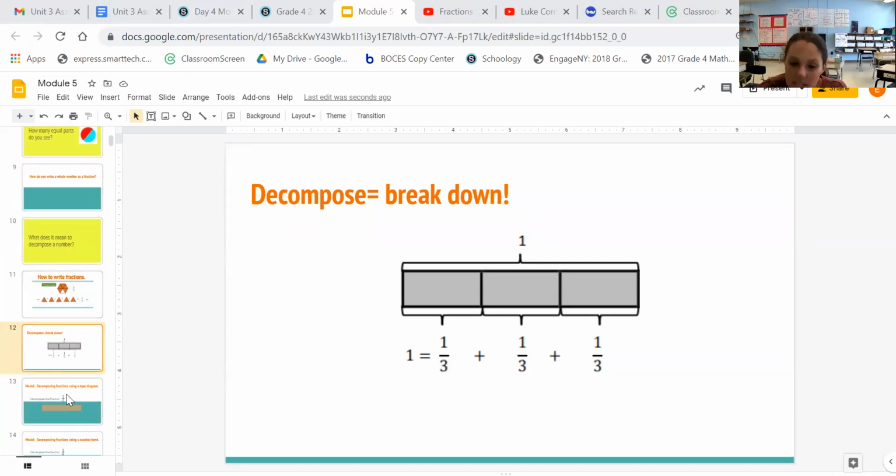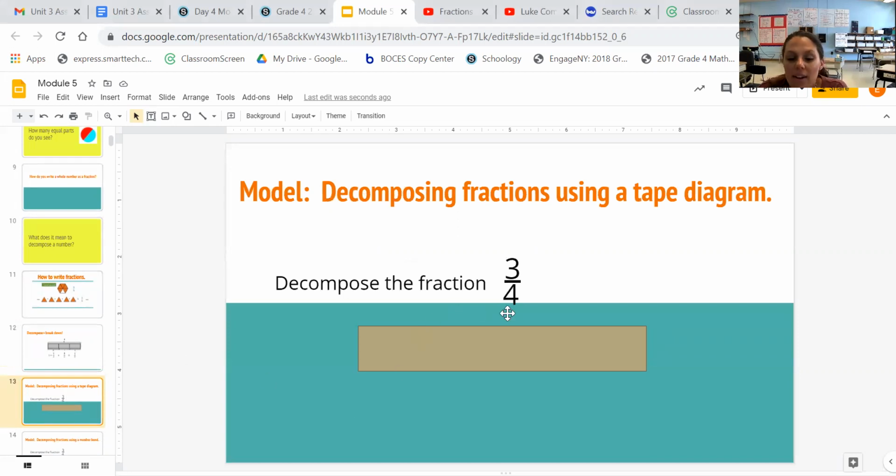Let's try this one. So I know to make a whole, this would have 4 equal parts. So what I'm going to do first is I'm going to break it in half. And then I'm going to break those halves into halves because I need it to be equal. If they're not equal, it doesn't make sense. Now I'm going to color in 1 part, 2 parts, 3 parts.